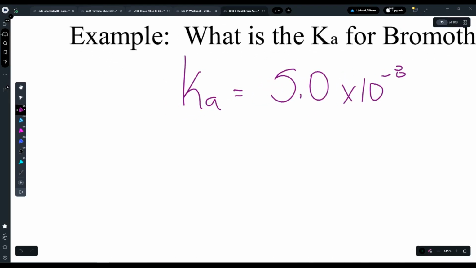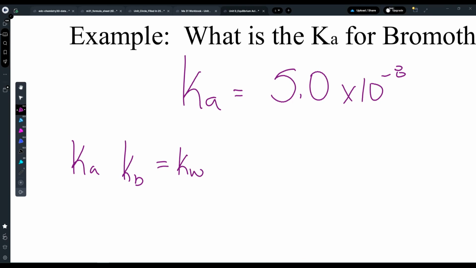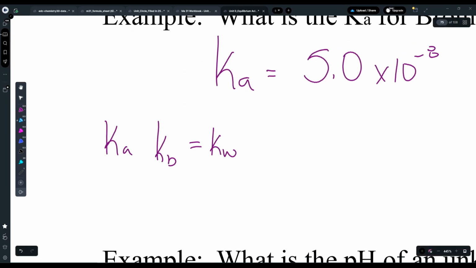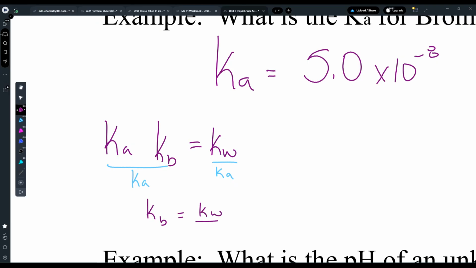Just as a quick reminder, this formula you do not have given to you. You are going to have to memorize it. So you can start off with Ka multiplied by Kb is going to give you Kw. If we rearrange this by isolating for Kb, we can divide both sides by Ka. So the formula that we're going to be using is Kb is equal to Kw divided by Ka.